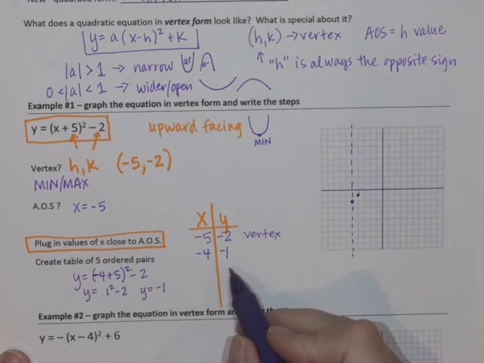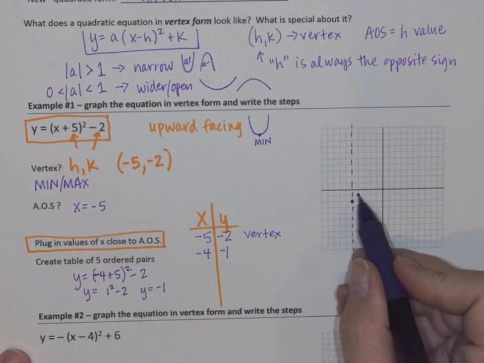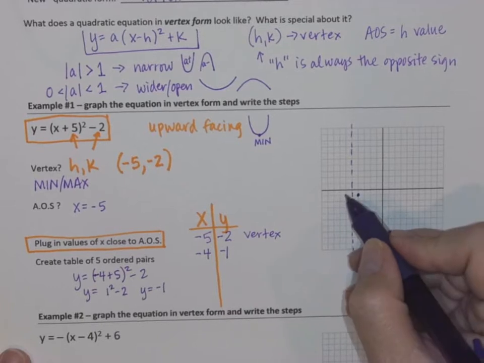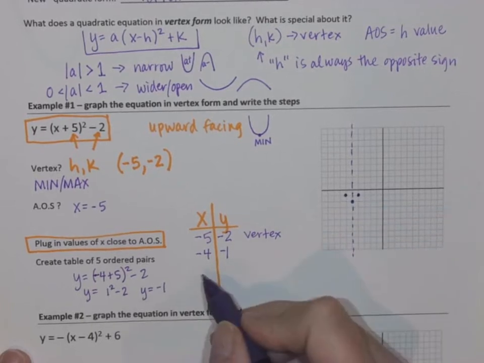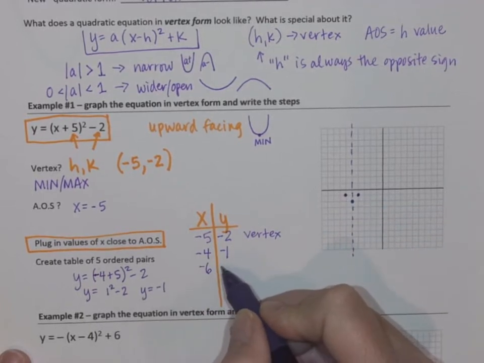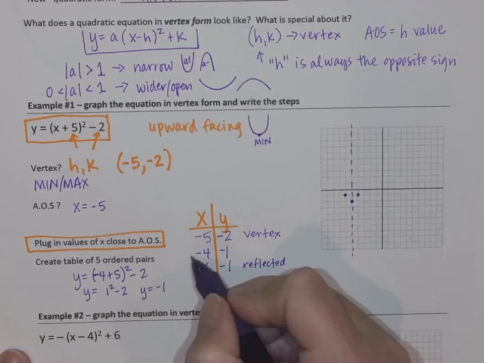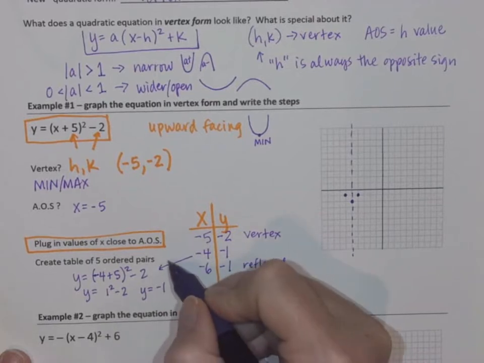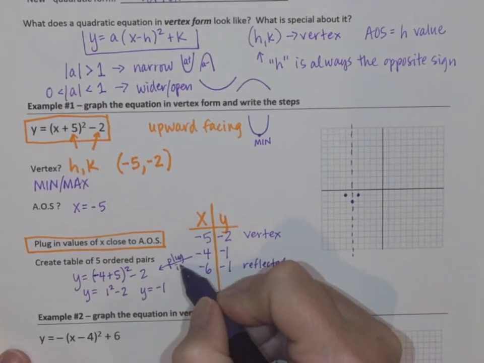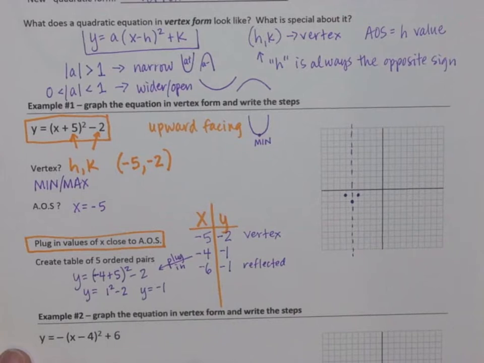Just remember that if I plot that point, I would have a reflected point on the other side of the axis of symmetry. So now I have a point -6, -1, and I'm just going to write here this was reflected. So I plugged in the -4 into the equation.